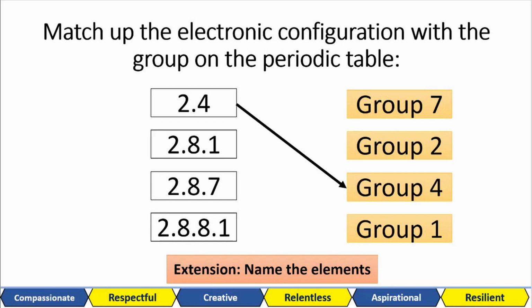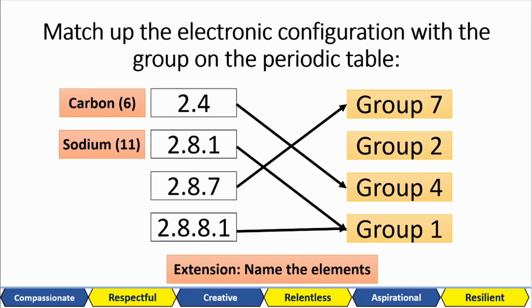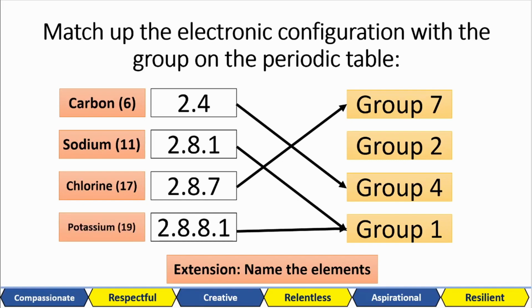The first one has 4 electrons on its outer shell, so it's in group 4. The second has 1, so it's in group 1. The third is 7, and the final one is group 1. In the first one we have 6 electrons, so we must have 6 protons in total if it's an atom. The element with an atomic number of 6 is carbon. Sodium has 11 electrons. Chlorine has 17 electrons and potassium has 19 electrons.